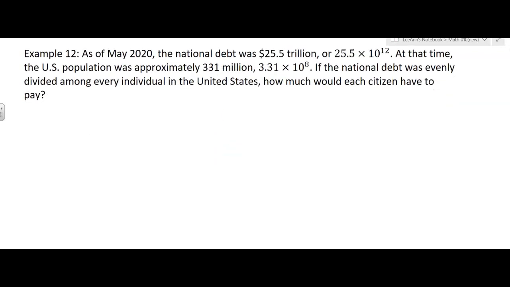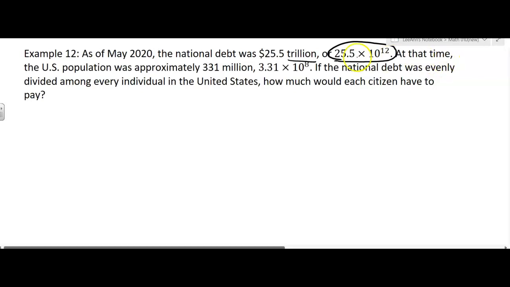As of May 2020, the national debt was $25.5 trillion, or 25.5 times 10 to the 12th. Now, if you're like me, when I saw that number, I was like, hey, they didn't write that in scientific notation because 25 isn't between 1 and 10, so it bugged me. But I'm just going to say, they wrote the textbook, I'll just go with it.